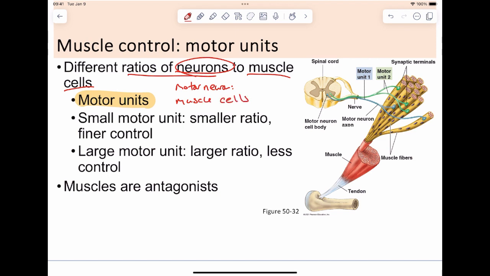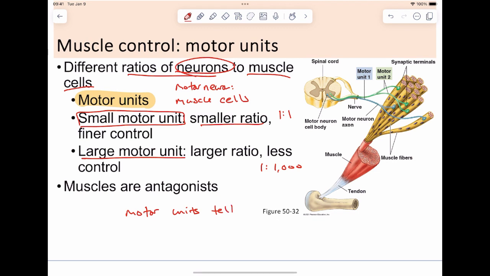We would say that you have small motor units because the ratio is really small, meaning you're getting closer to 1 to 1. A larger motor unit would be 1 to 1,000. You know about these, even though you've never known about these. Motor units tell you about fine control.